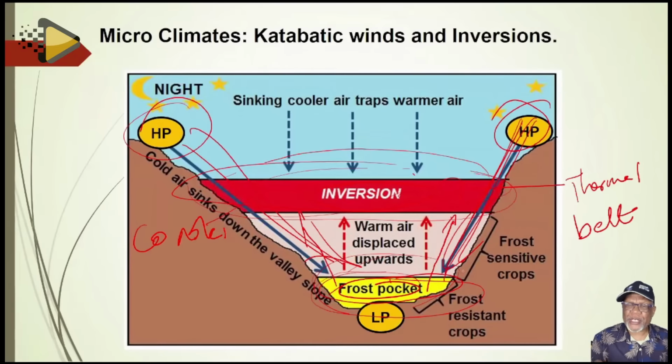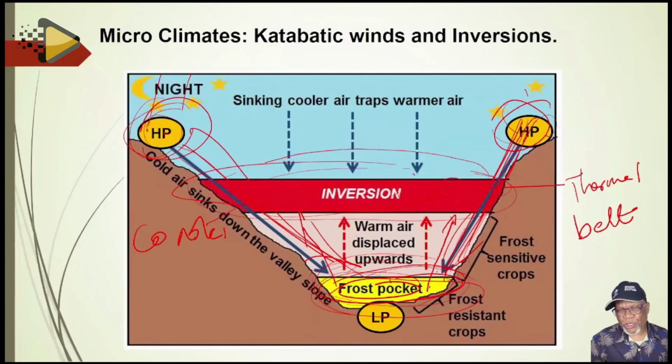Then, during the night, I repeat, cold air accumulates on top of the valley because there is terrestrial radiation. The top of the surface becomes cooler, and as it gets cooler, the cold air is going to subside to the bottom of the valley. The subsiding cold air accumulates at the bottom of the valley, the temperatures are going to drop below freezing point, and we're going to get frost pocket.